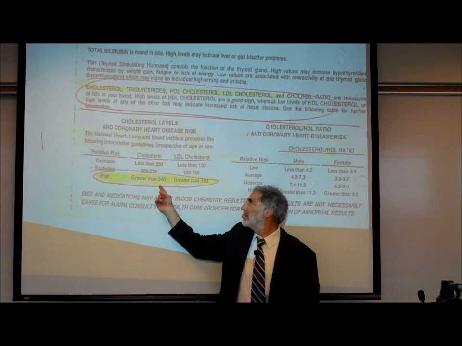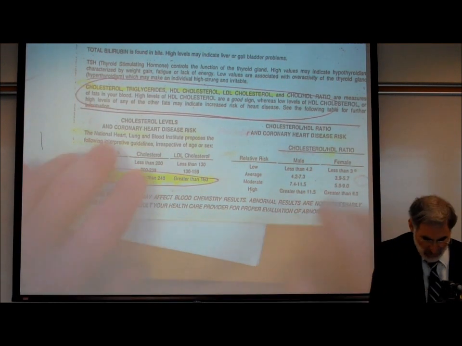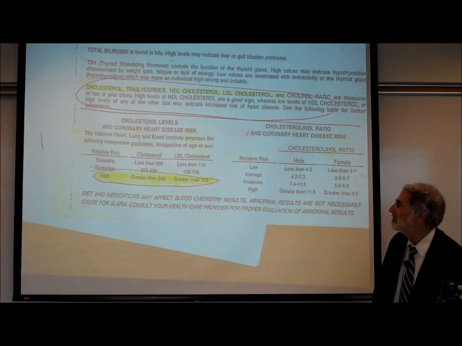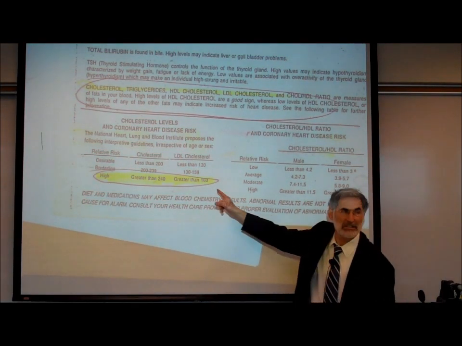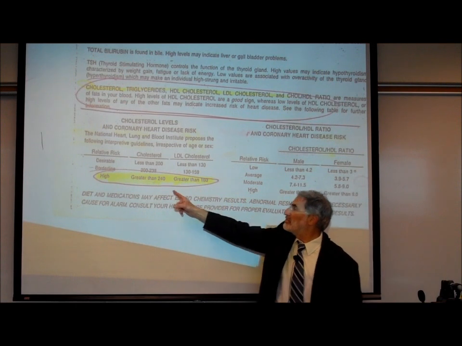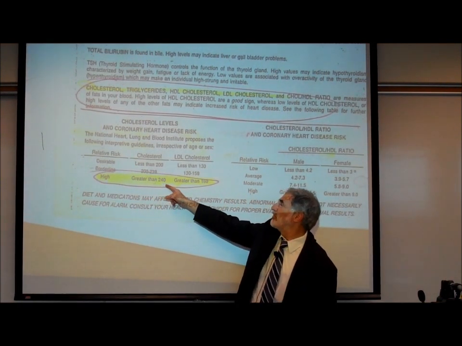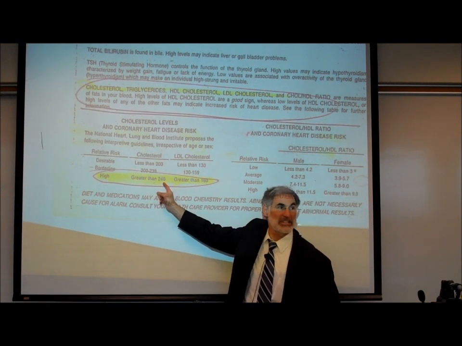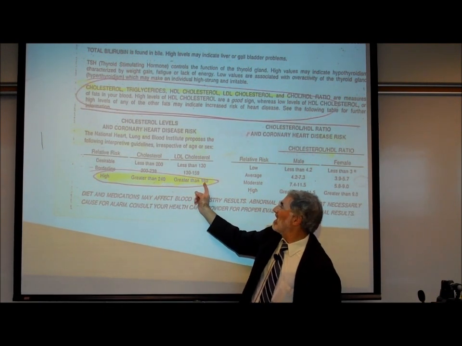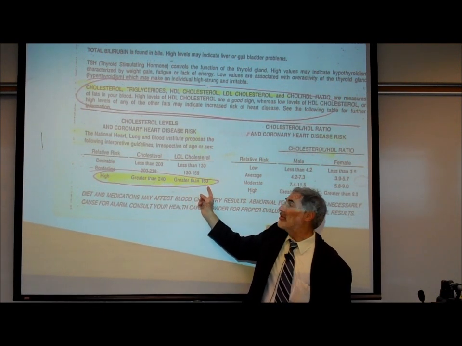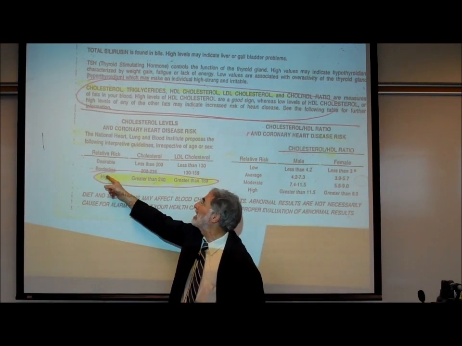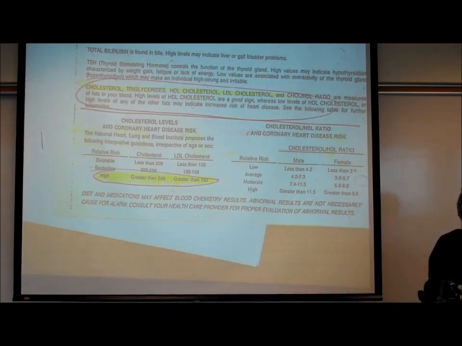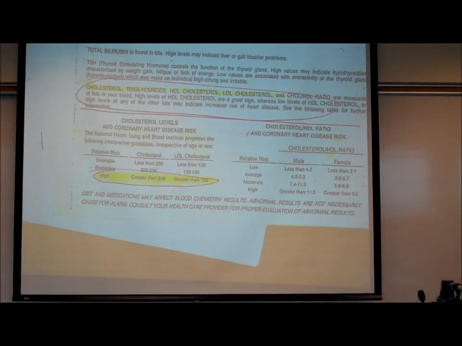What was her LDL level? 233. Is that right? Yeah. So can you see that with a cholesterol level greater than 240, 317, and an LDL level greater than 160, hers was 233, she is at high risk of coronary artery disease.